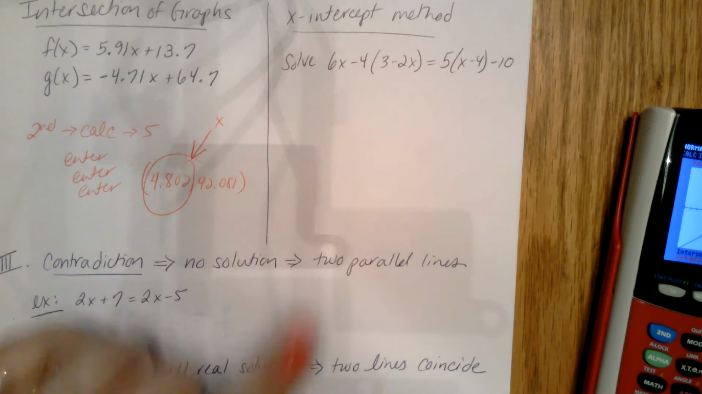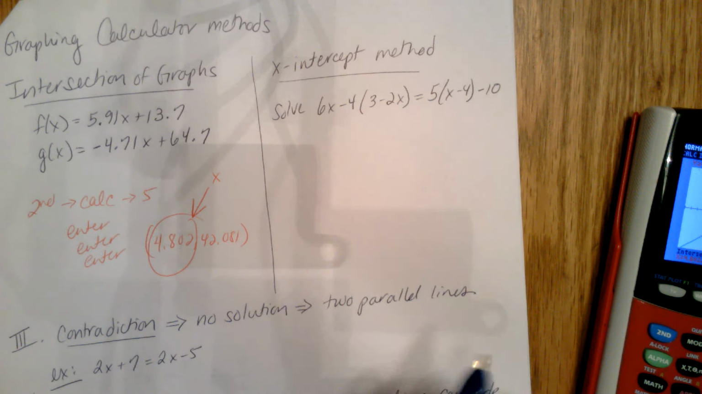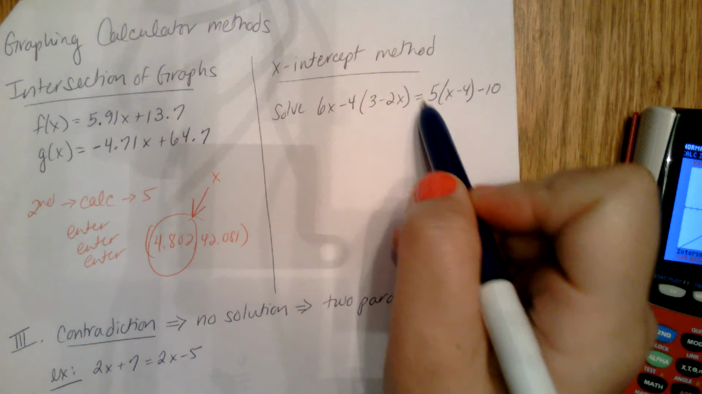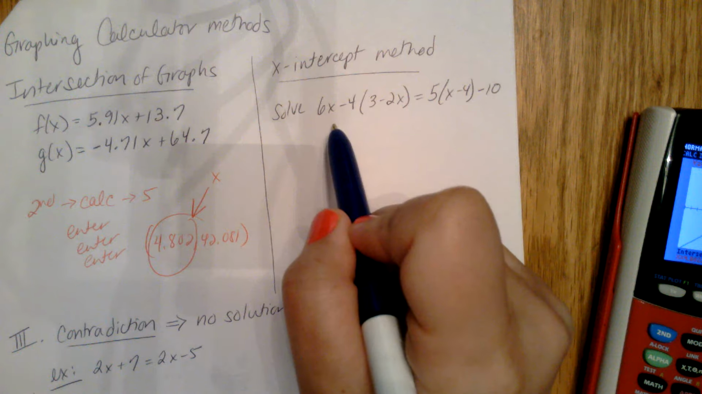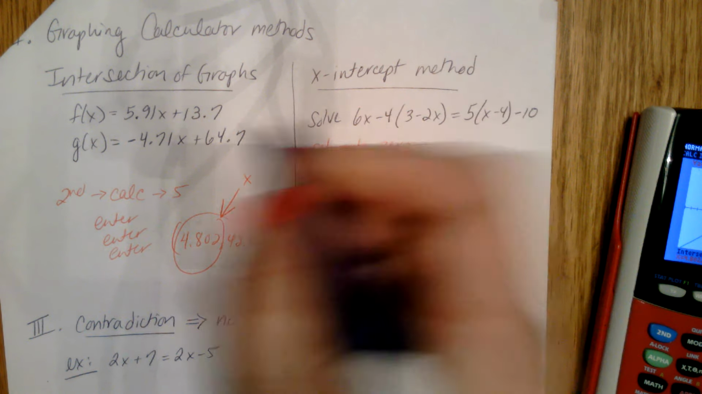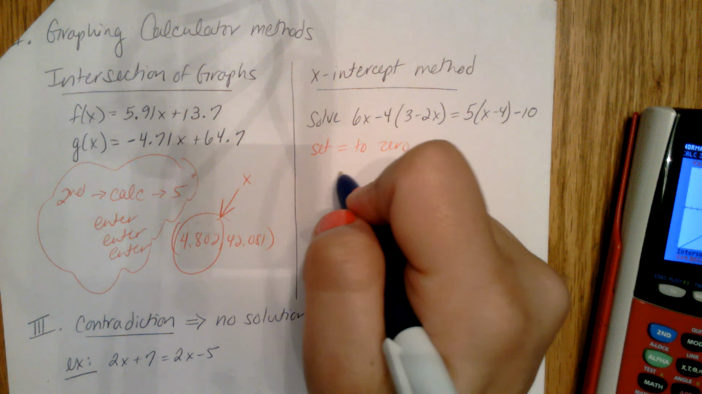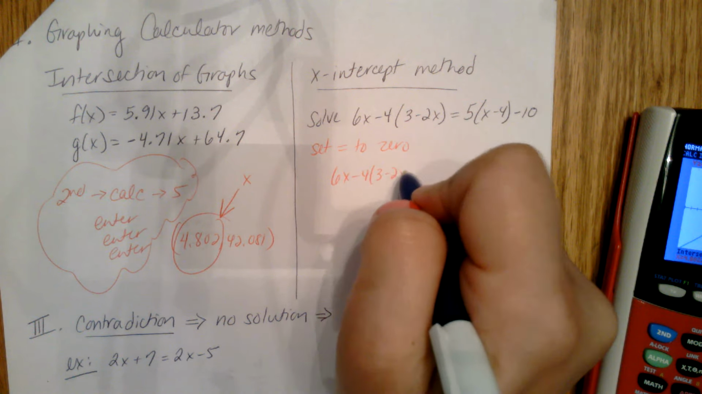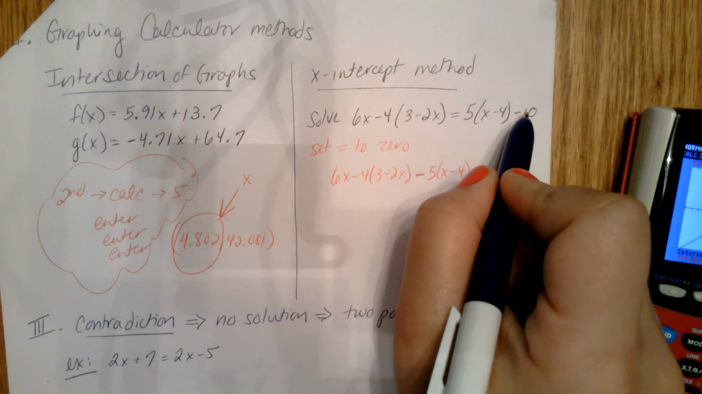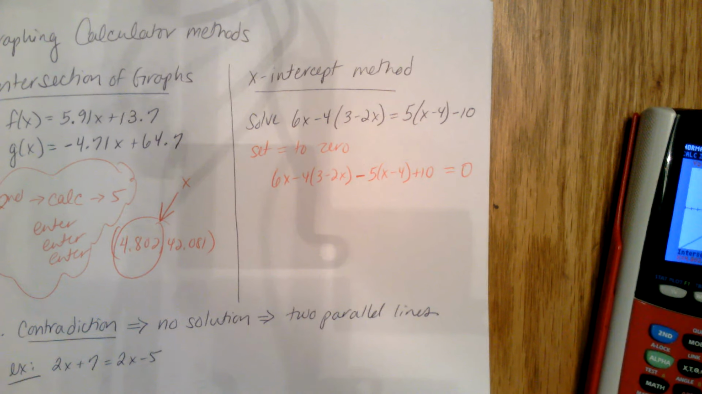Now let's do another one using what's called the x-intercept method. So the x-intercept method says the following: you would want to find an x-intercept. So you would actually take this entire equation and move it over and set it equal to 0. By the way, I want to highlight that, so I'm going to make that circle a little bit. So 6x minus 4 times 3 minus 2x minus the 5 times x minus 4, but then you add the 10 and set it equal to 0, okay?